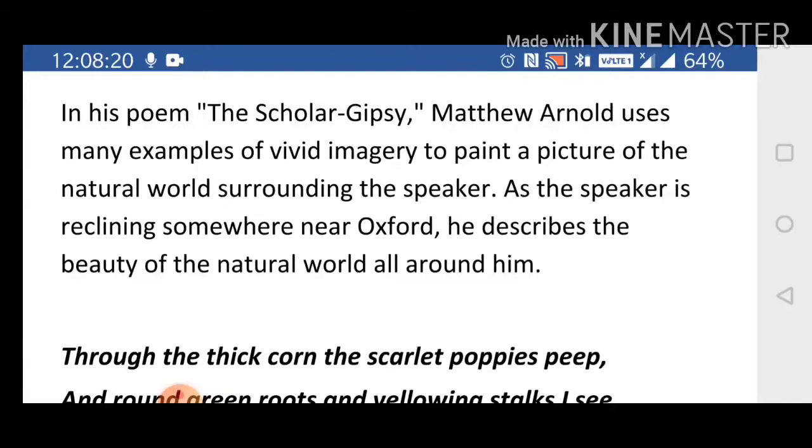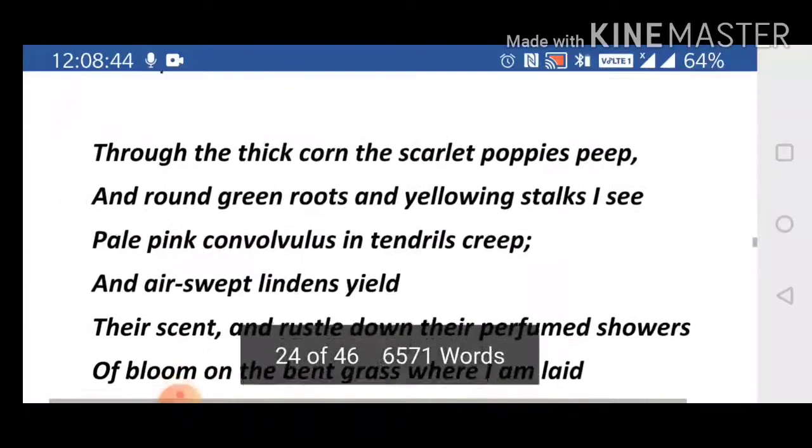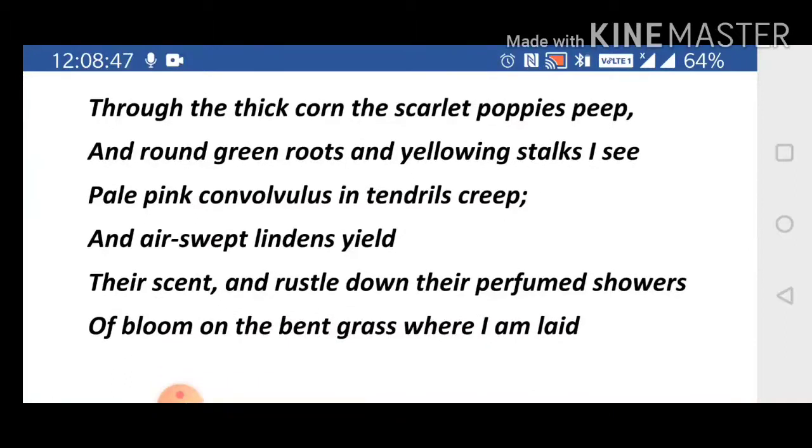In his poem The Scholar Gypsy, Matthew Arnold uses many examples of vivid imagery to paint a picture of the natural world surrounding the speaker. As the speaker is reclining somewhere near Oxford, he describes the beauty of the natural world all around him. He says, "Through the thick corn the scarlet poppies peep, and round green roots and yellowing stalks I see. Pale pink convolvulus in tendrils creep, and air-swept lindens yield their scent and rustle down their perfumed showers of bloom on the bent grass where I am laid."